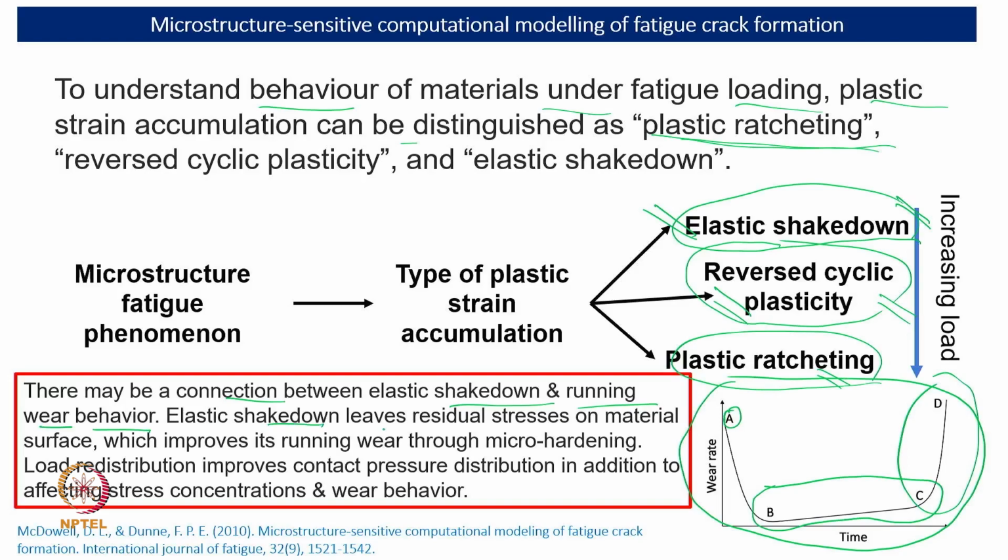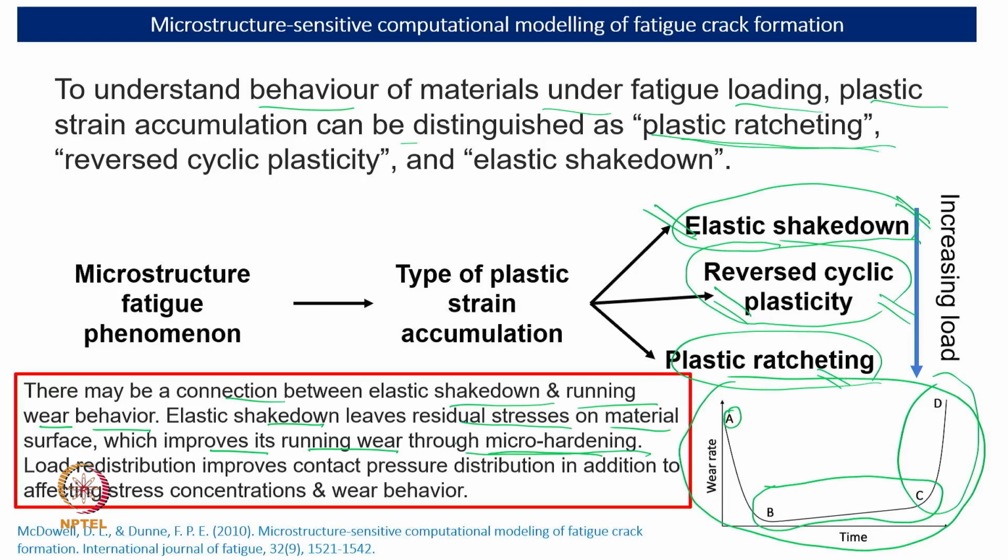We say elastic shakedown leaves a residual stress on the material surface, which improves its running-in wear through micro hardening. Sometimes people use the word micro hardening, or sometimes we say that instead of sharp peaks we are getting a rounded edge at the bottom, and because of the rounded edge the wear will come down, or we tell that this is micro hardening. Heat treatment is happening at the local level, and it is increasing the hardness. That is why the wear is coming down. Whichever manner, the wear comes down from that point of view.